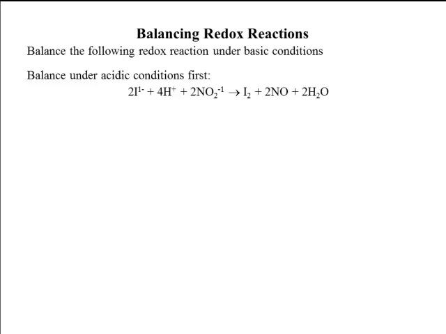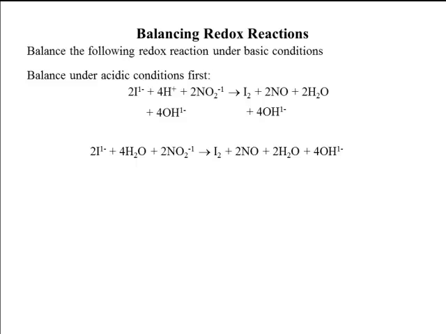Then what I'm going to do to make it under basic conditions is for every H plus I have, I'm going to add an OH minus. So I have 4 H pluses, I need to add 4 OH minuses, but I'm going to do this to both sides of the equation. That way I haven't actually changed the mass balance of the equation. Next what I'm going to do is for every H plus and OH minus I have on the same side of the equation, those are going to combine to form waters. And then I'll rewrite the equation. So when I rewrite the equation, I end up with those 4 waters present instead of 4 H pluses and 4 OH minuses.